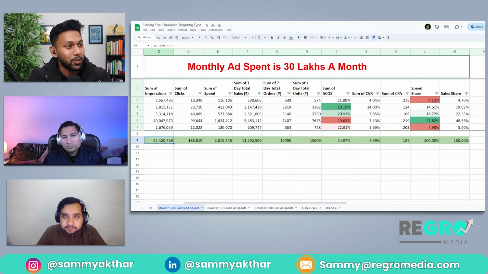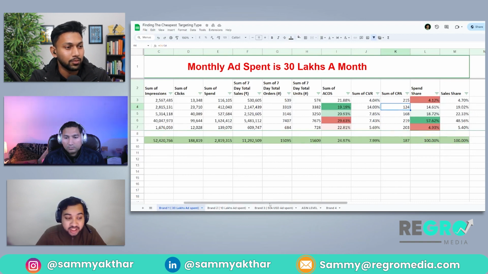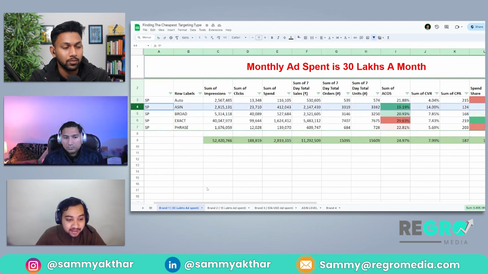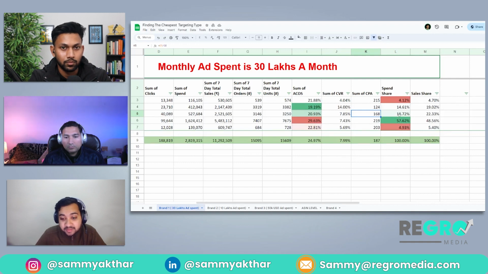So let's come to the conclusion. What is the cheapest match type we identified for this particular brand? Well, to determine that, we just need this one column, cost per acquisition. So right now the cheapest match type is in targeting, but obviously we don't consider that. Keeping that in view, broad match is the cheapest match type, because we are spending a considerable amount of money on it, like 18% of our total budget, and it's getting us orders at the lowest CPA. We are paying the lowest amount of money to get an order in the broad match type campaign.